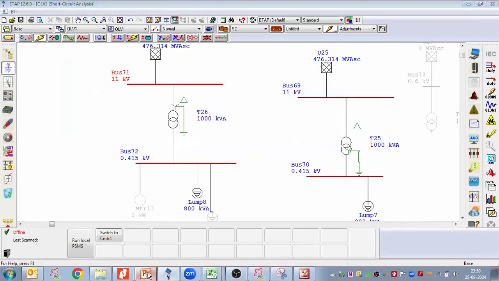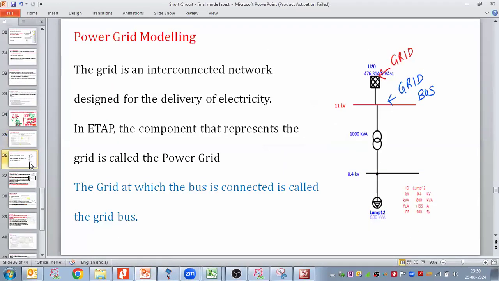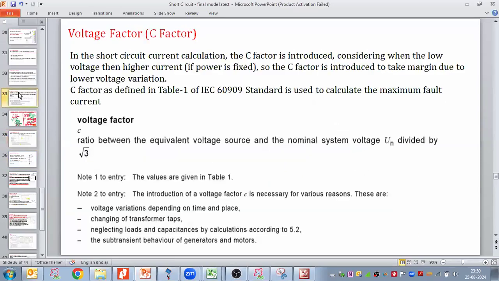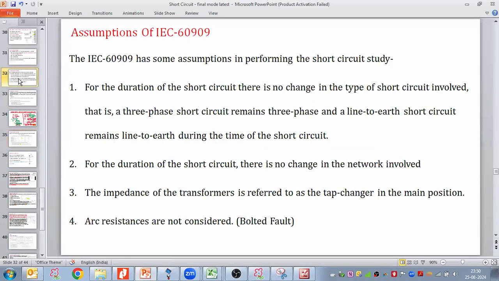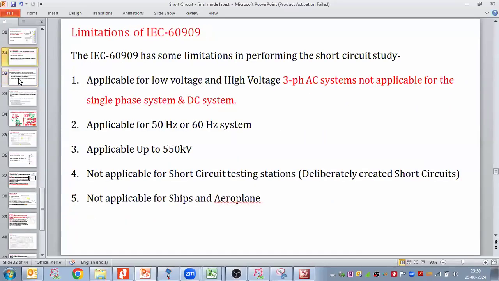Okay, so I'll leave the rest to Venkatesh. He will deliver one class, in which he will take an SLD and perform the short circuit current calculations on that SLD. That is what I discussed today.